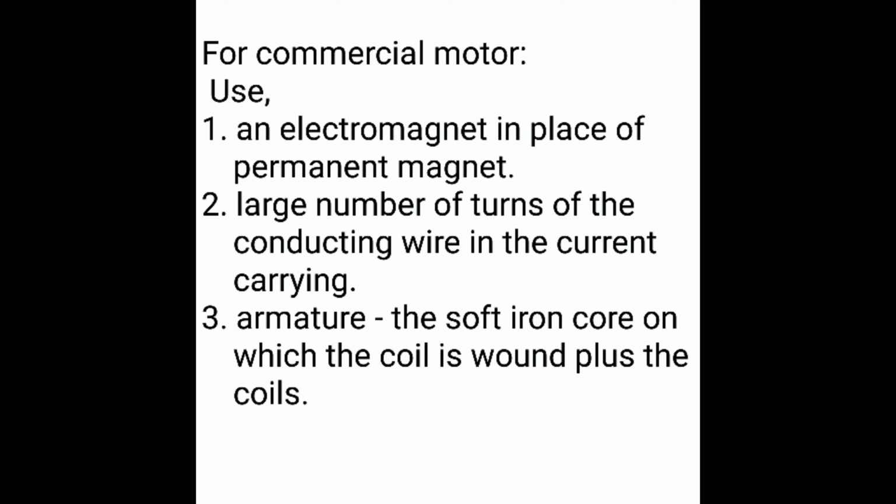To convert this, we have to use an electromagnet in place of a permanent magnet. And we have to use a large number of turns of conducting wire, that is, instead of using one rectangular coil ABCD, we have to use more coils. The third one is we have to use an armature. Armature is nothing but the soft iron core on which the coil is wound.